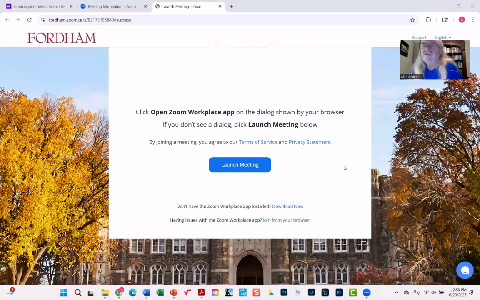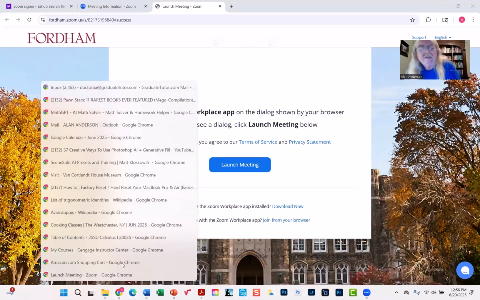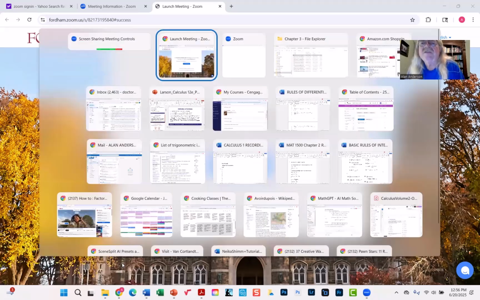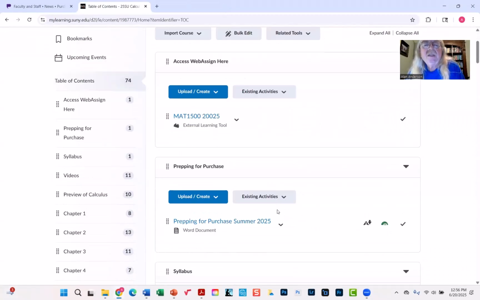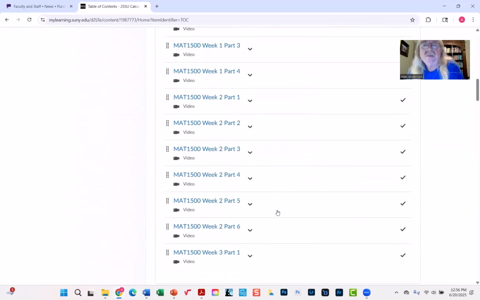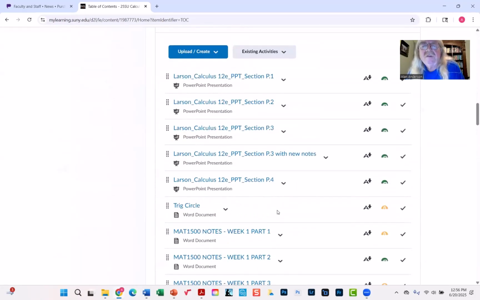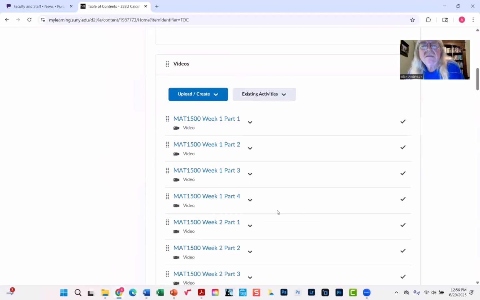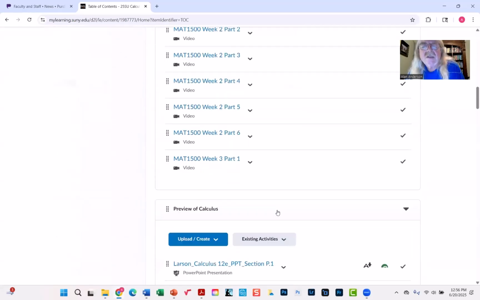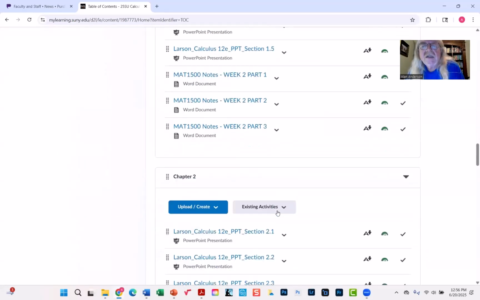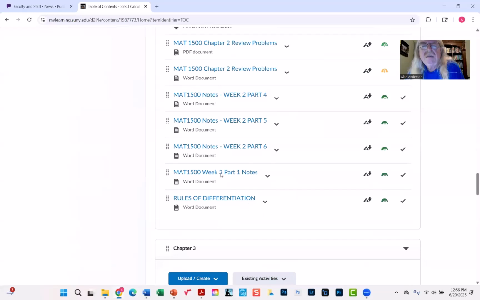Okay, so since we just finished chapter 2 last time, I'd completely forgotten that if you look in Brightspace, you'll see that I posted some review problems to get us some practice with what we learned in chapter 2. You'll find them at the end of chapter 2. There we go. Chapter 2 review problems, right?